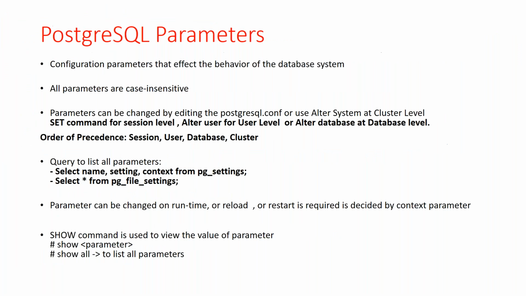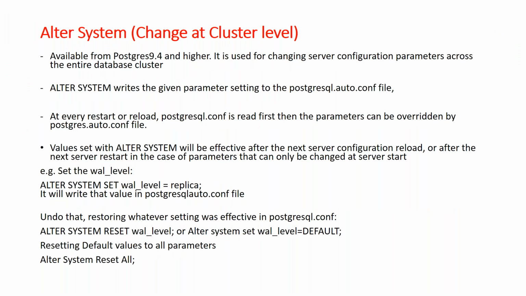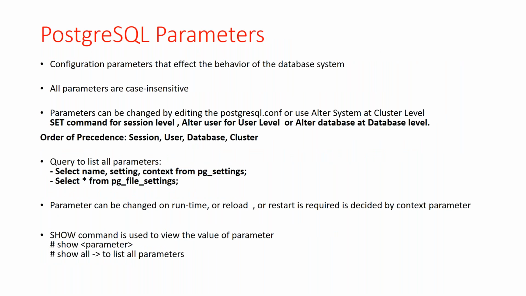User level and session level is clear. Can you explain just user level one more time? Session level is the set command. User level is for the alter user command. Some parameters are changeable at the user level, some parameters might not be changeable at the user level. I will come to those points as well. Right now the command is clear, right? Alter user is for user level, alter database for database level, and set command is for the session level.